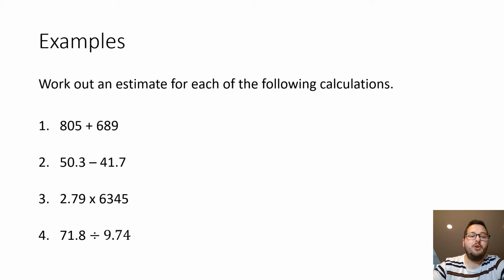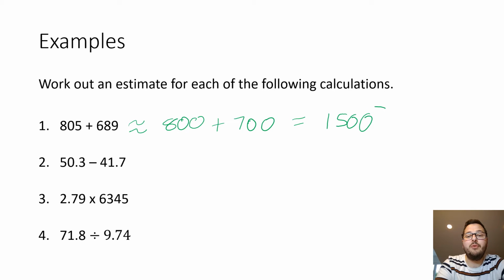So we've got 805 plus 689. So let's just round these numbers up. So I'm going to put a little squiggly equal sign, which means approximately equal to, so they know that I'm estimating, so not quite equal to. So 805, I can round that to 800, and 689, I can round that to 700. And then if I add them together, I'm going to get 1,500, and that's my answer.